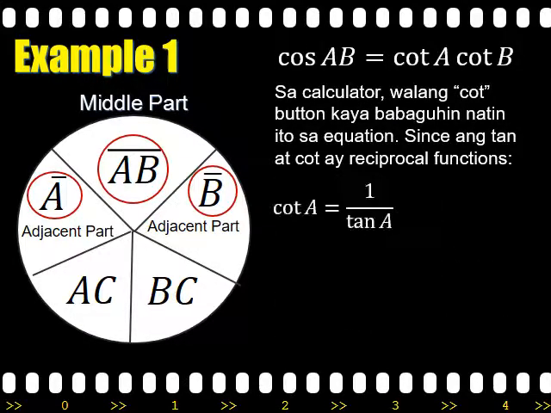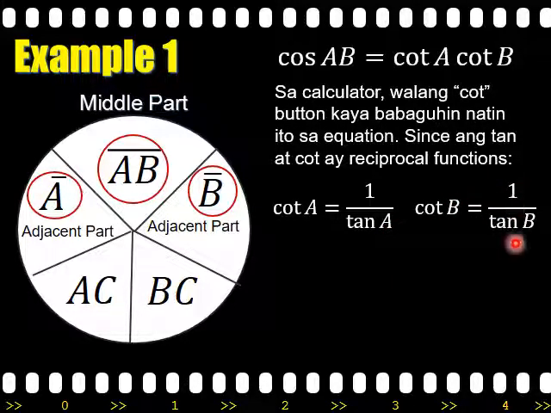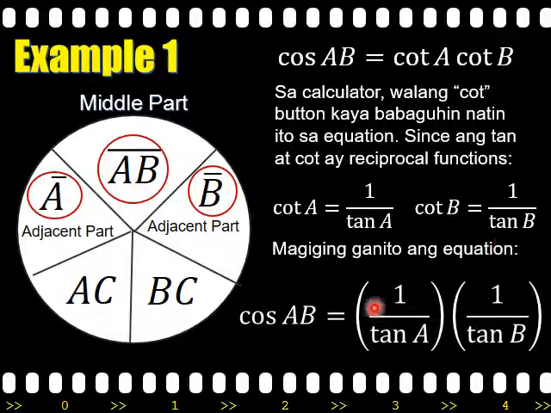Okay. So, tandaan natin na yung cotangent is only a reciprocal function of tangent. So, ibig sabihin, yung cotangent A natin, equal lang siya sa 1 over tangent A. And then, yung cotangent B, equal lang siya sa 1 over tangent B. So, kung papalitan natin siya sa equation, ganito siya. Okay, so, itong cotangent dito, magiging 1 over tangent. So, dito magiging 1 over tangent A times 1 over tangent B.